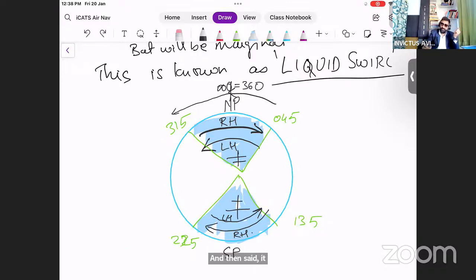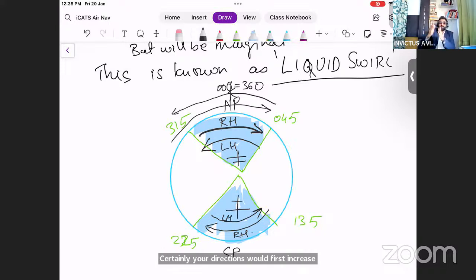The second reversal that can happen would be going like this. Your directions would first increase, 315 to 325, 335, 345, 360. Then suddenly they start to decrease: from 360 they go to 010, 020, 030. That is again increasing for us. Remember, directions clockwise will always increase, anti-clockwise will always decrease.